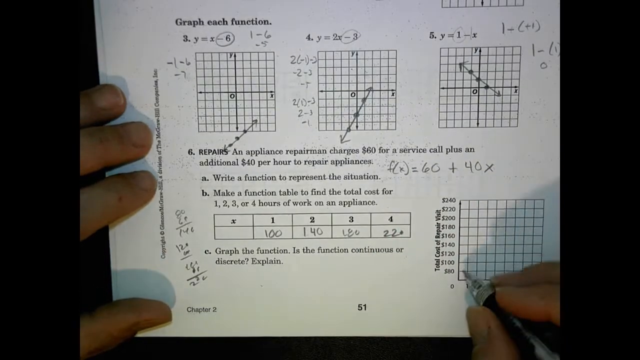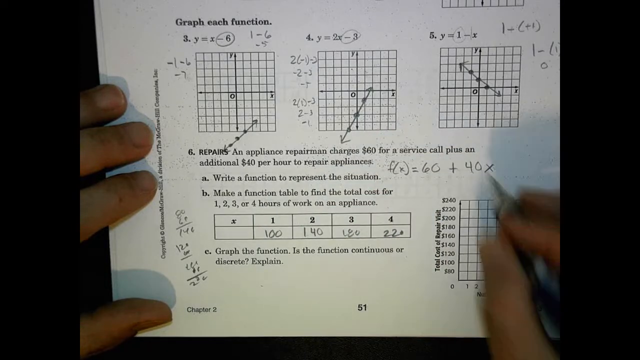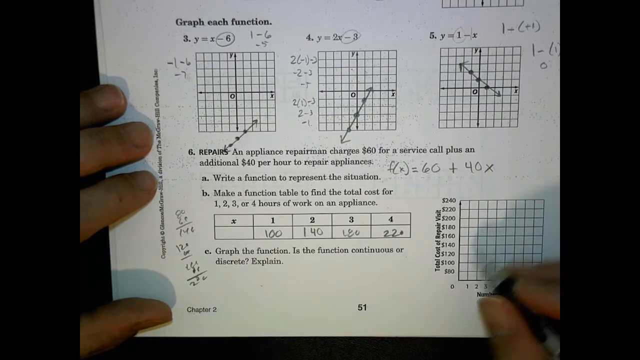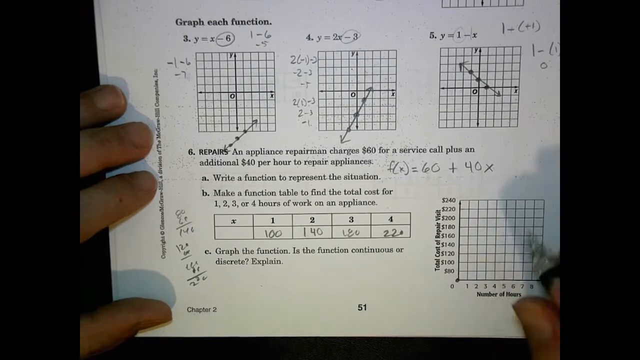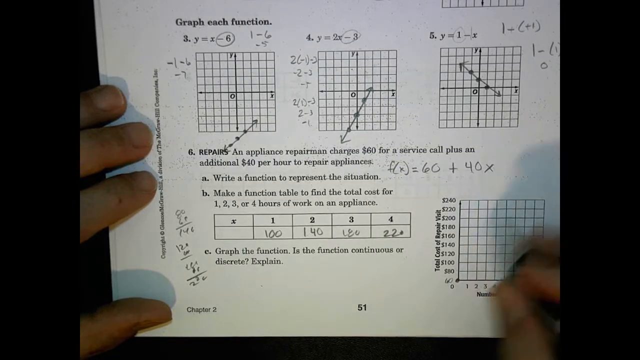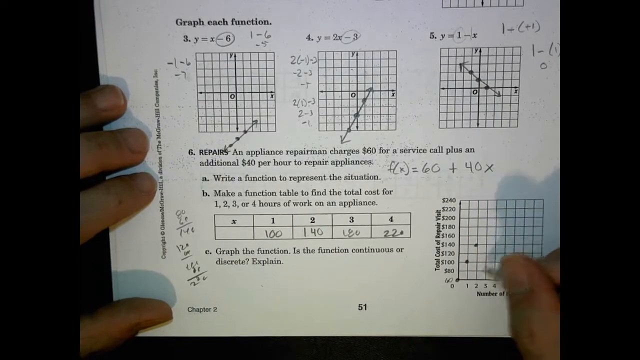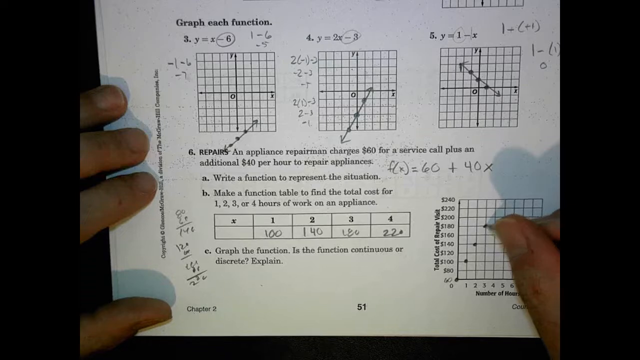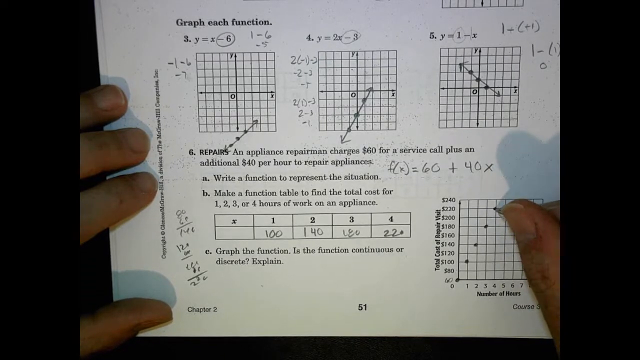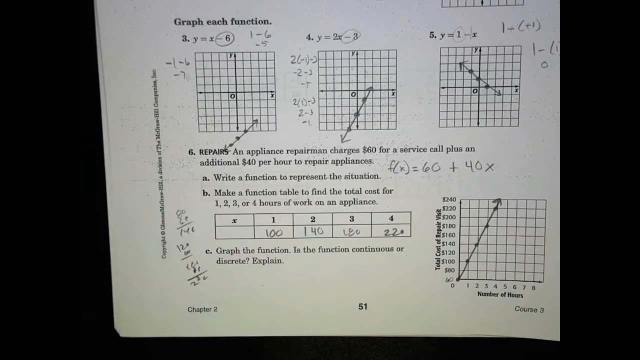When you graph that, at 0 hours you're still starting at 60, which looks like we're counting by 20s, so I guess we would start here. It's not good to start a graph there at 60 and 0. That's a bad idea. You should regraph that, but whatever. At 1, we're going to be at 100. At 2, we're at 140. At 3, we're at 180. And at 4, we're at 220. So that becomes my graph for how the appliance repairman charges.